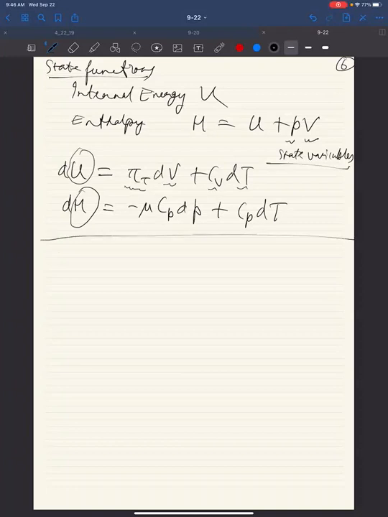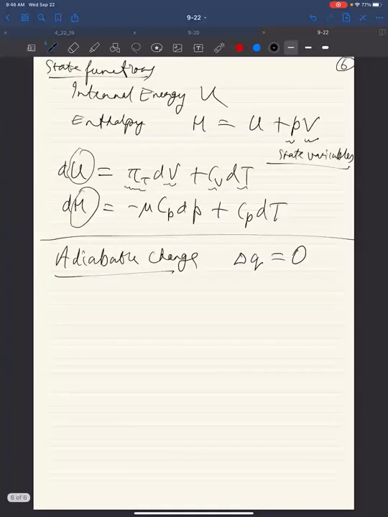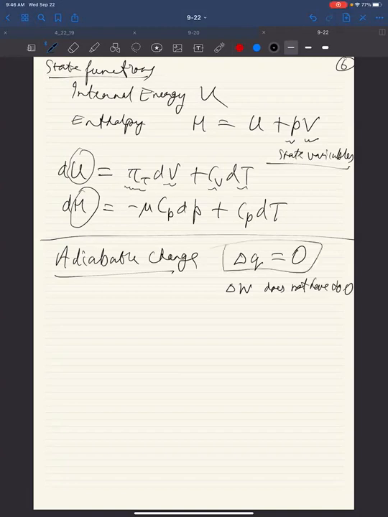I will start on Friday, which is adiabatic change, which is when you do a change keeping delta Q equal to 0. You don't give any heat to a system. So in this example, in the Joule-Thomson, we saw there was no heat going inside the system, but work was also 0. So an adiabatic change or an adiabatic process is where delta Q is equal to 0, but delta W does not have to be 0. It could be 0, but it doesn't have to be. The definition of an adiabatic change is when delta Q is equal to 0.